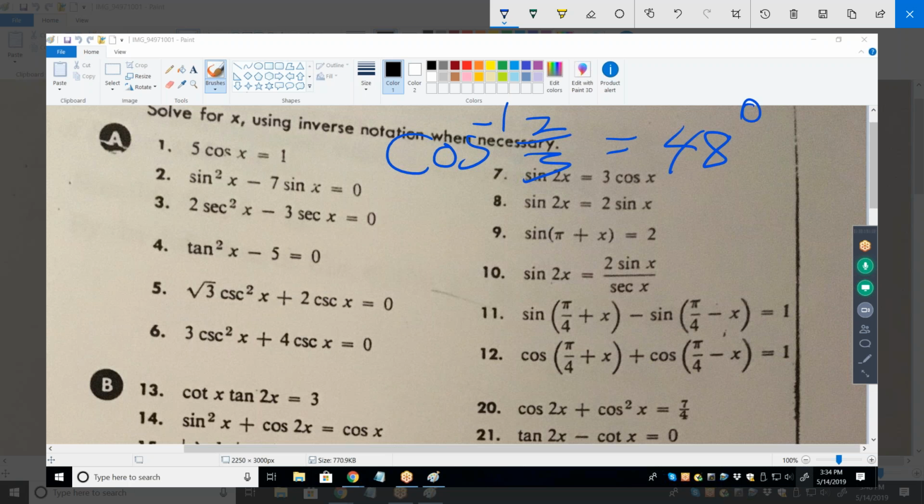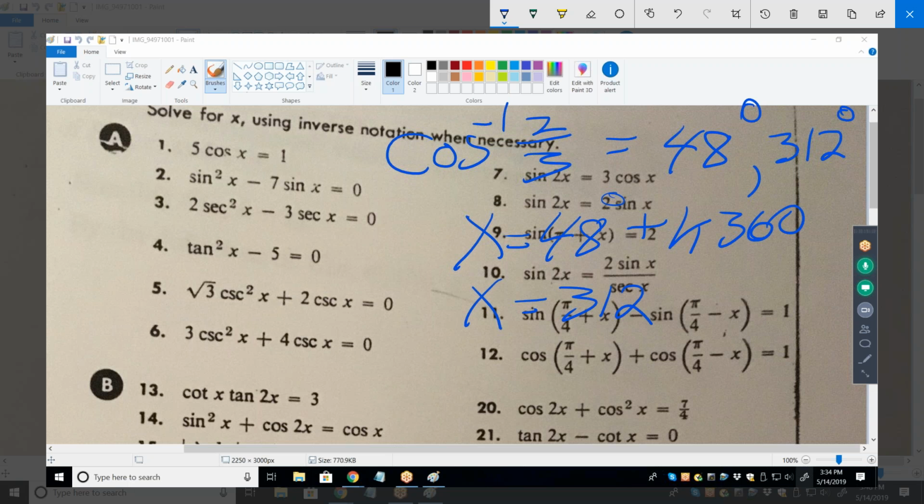Else? So that would be 312. Now notice in this one, I cannot write it as one row, because it's not a difference of 180. So I've got to write it like this: x is equal to 48 degrees plus k 360, or x is equal to 312 degrees plus k 360.